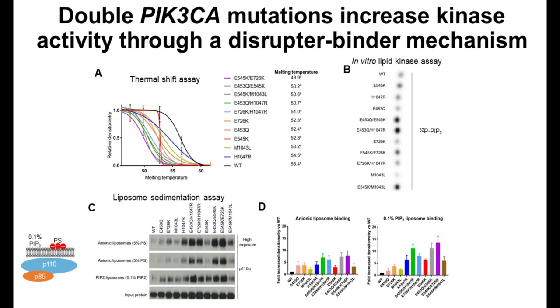Therefore, putting all of these data together, these biochemical data suggest that double PIK3CA mutations increase kinase activity through a disruptor-binder combination mechanism.